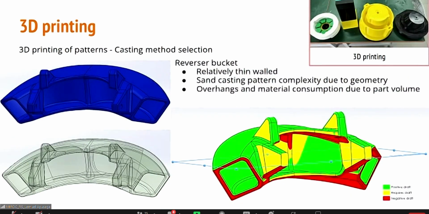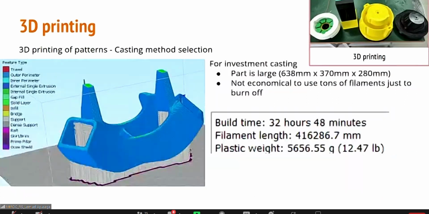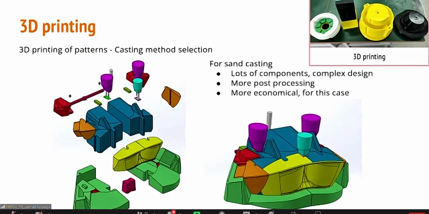This one also has very complex geometries. If you can see the one with the color coding of red, yellow, and green, that's the draft analysis of the part. As you can see, there's no way you can draw the pattern simply from the top or from the bottom. So the pattern turned out like this.